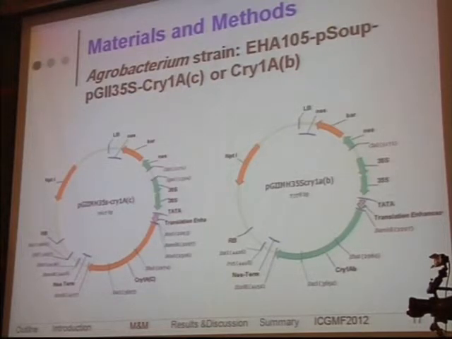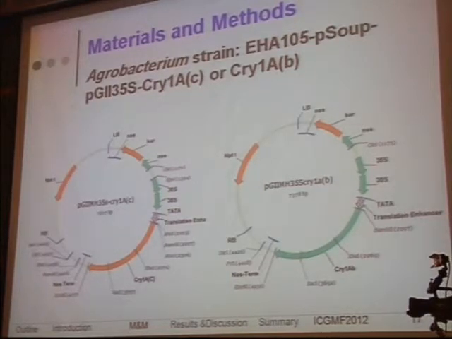This is the vector which we used, and we are using the pGreen system, with the helper plasmid called pSoup. We are using Agrobacterium strain EHA105. In the vector, you can see as selectable marker, we are using the BAR gene, which confers resistance to herbicide, the CaMV 35S promoter, and then Cry1Ab or Cry1Ac.